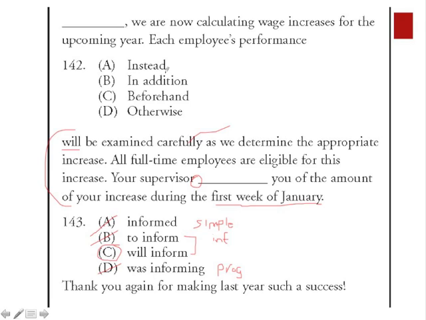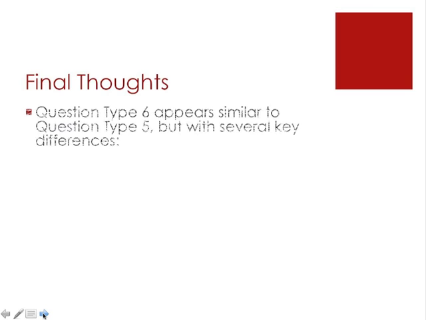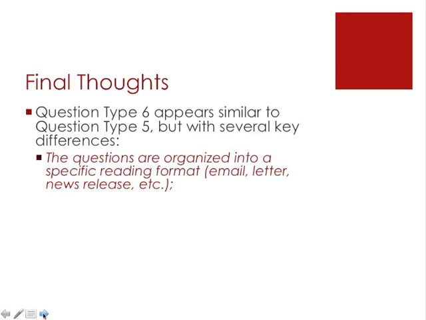So again, if it's a transition question, we should think about how information connects from one idea to the next. If it's a grammar question, we probably should look around and see what the particular tense is, if it's a verb question, for example. So, our final thoughts. We said that part 6 appears to be very similar, but there are some key differences. First off, the questions are organized into a specific reading format, whether it's an email, a letter, news release, or so on.